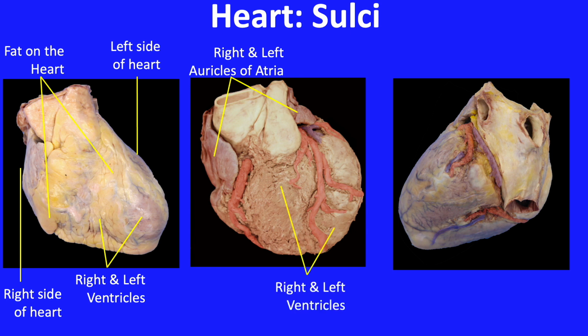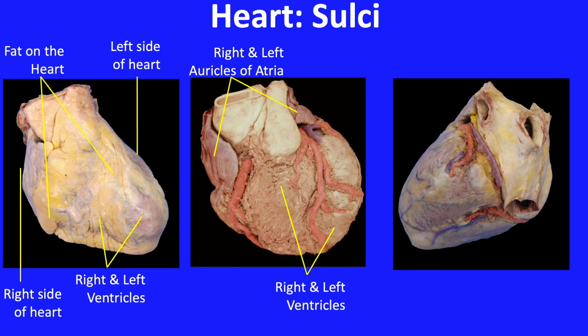The right and left ventricles are now evident. Appreciate that in the anatomical position, the right ventricle is found on the anterior surface of the heart, the right atrium makes up the right margin, and the left ventricle makes up most of the left margin of the heart.